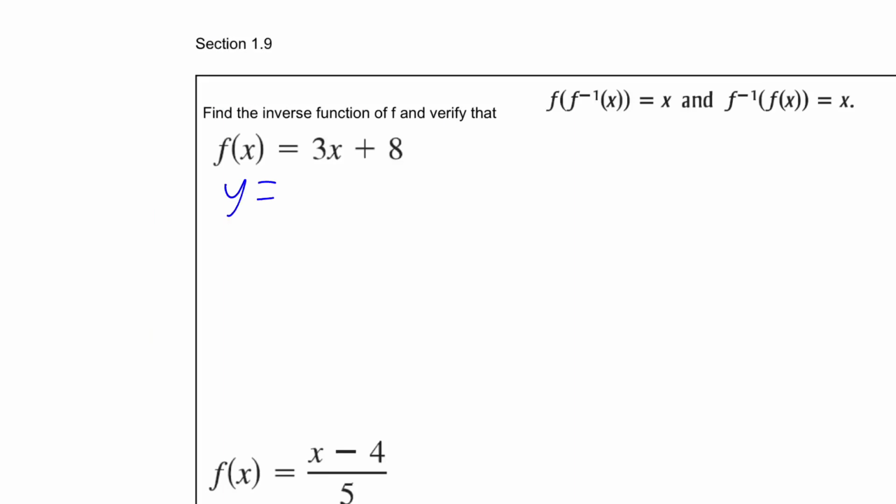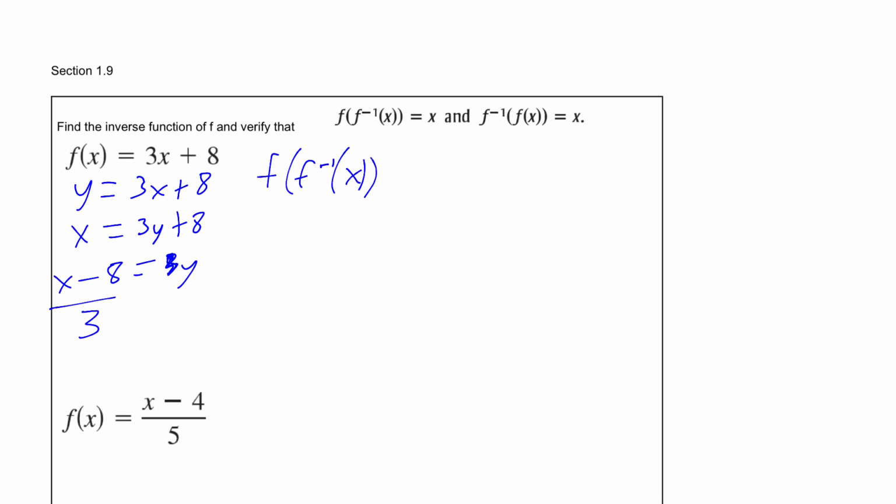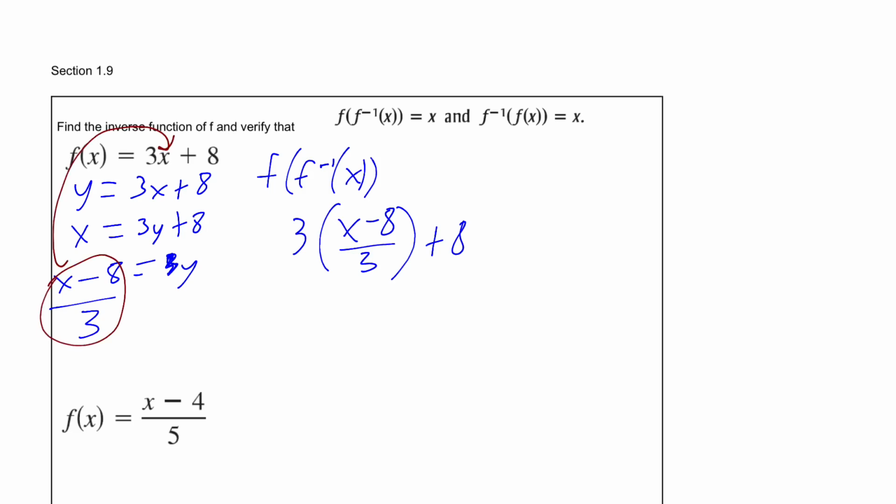For inverse functions, we think of this as y equals 3x plus 8, and we switch them. So we have x equals 3y plus 8. We solve for y. So x minus 8 is 3y, and this whole thing divided by 3 is what y is. So if I take the function of the inverse, that means I'm looking at 3 over x minus 8 over 3, or 3 times x minus 8 over 3, plus 8. I took this and I plugged it in for the original x. Here you can see that the 3's cancel out, and then it's x minus 8 plus 8, which is just x, and that's what I want.